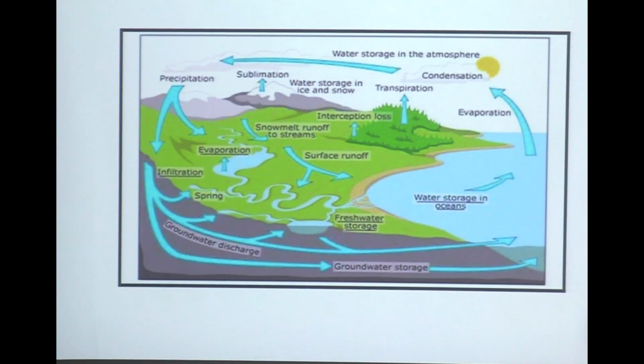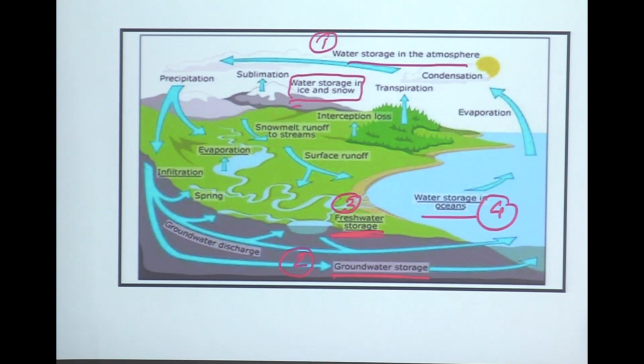Kindly notice this diagram. This diagram is also of hydrological cycle with slight enlargement. Water storage in atmosphere, number one. Water storage as groundwater, number two. Water storage as fresh water, number three. Water storage in ocean, number four. And number five, water storage in ice or snow field. So, now we are taking the 5 areas of water storage.